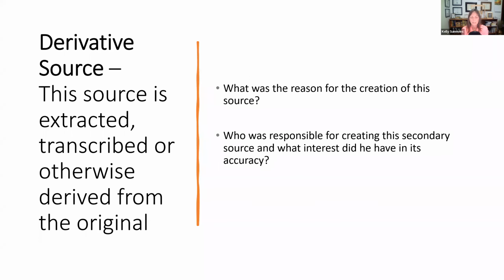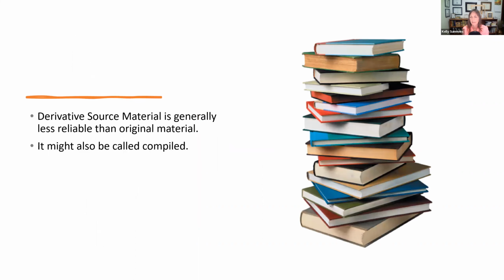So when we first look at our source, the thing that we can touch, we determine whether it's an original source or a derivative source. Here's an example of a book that's a derivative or compiled source.